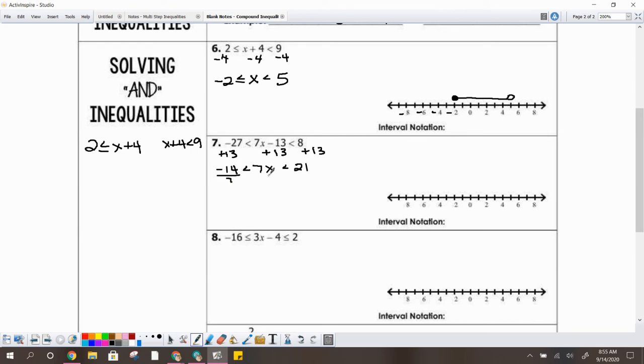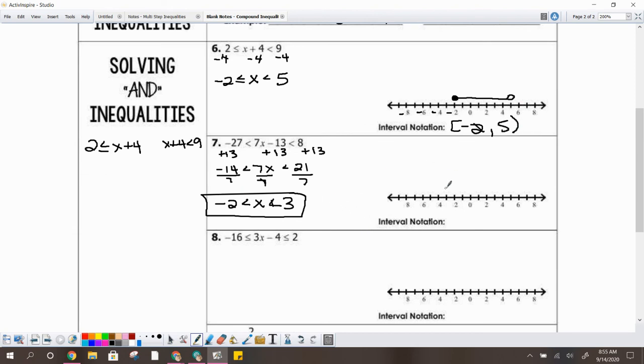So divide by 7, divide by 7, divide by 7. Since it's a positive 7, I keep the sign the same. So I have -2 is less than x, which is less than 3. And that is my answer to this one. So when I go ahead and graph it, oh, I forgot interval notation again. This is (-2, 3) in parentheses.